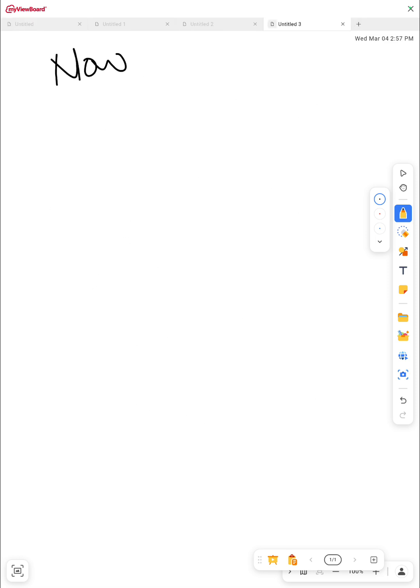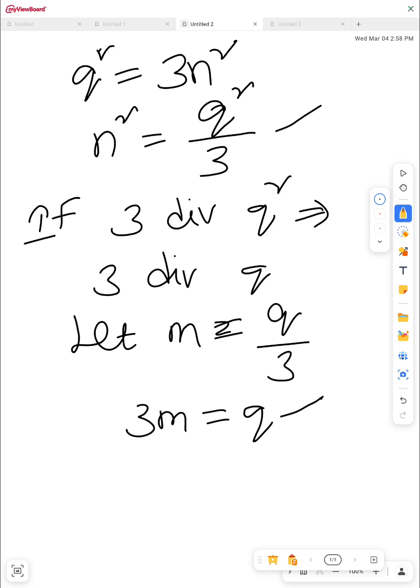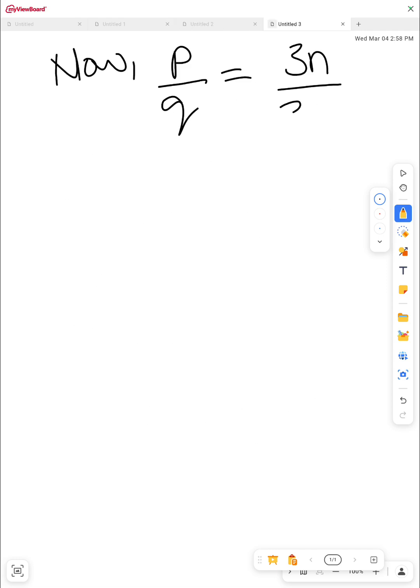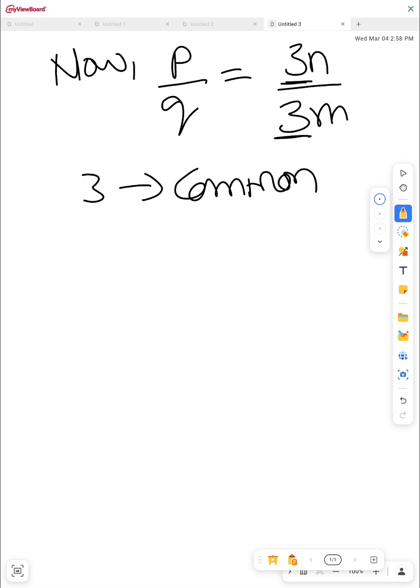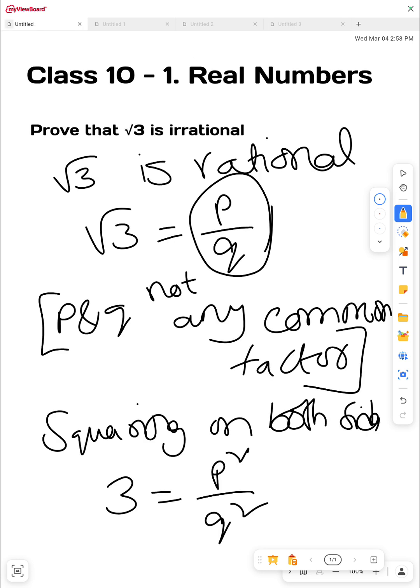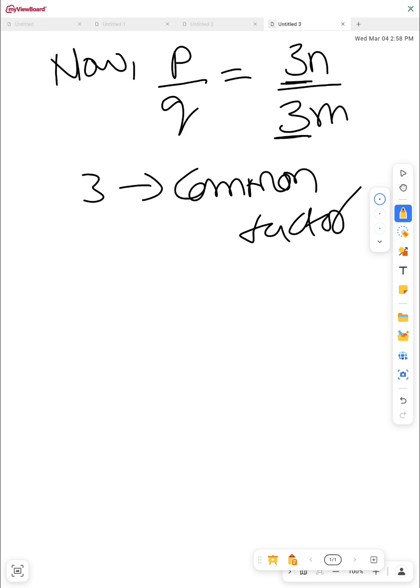Now p by q is equal to 3n by 3m. What is the value of q? It is 3m. Now we'll see that here there are common factors. Here 3 is common, and here 3 is also common. 3 is a common factor, which is a contradiction. We already discussed that p and q should not have any common factor, but here 3 is a common factor. So this is a contradiction.